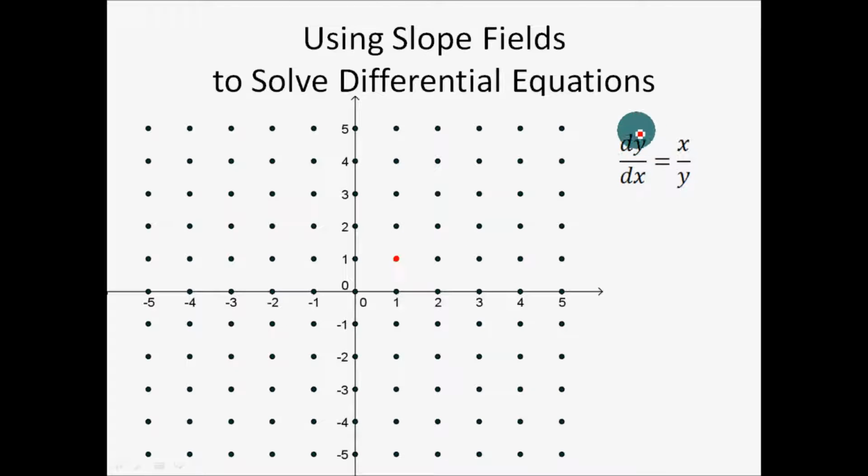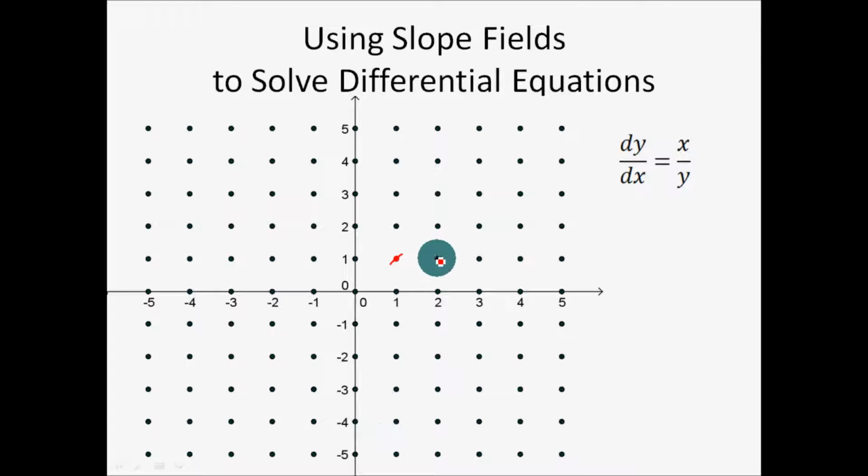Remember, dy dx, a derivative, is just the slope, the slope of the tangent line. It's the change in y over the change in x, and that's just slope. So they're telling us that the slope equals x over y. Here, x is 1, y is 1, so the slope here is going to be 1 over 1, which is 1.